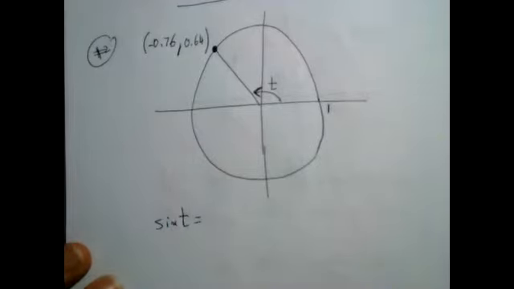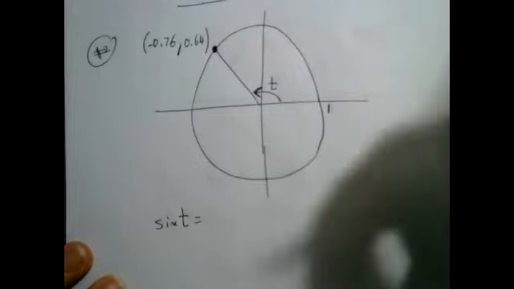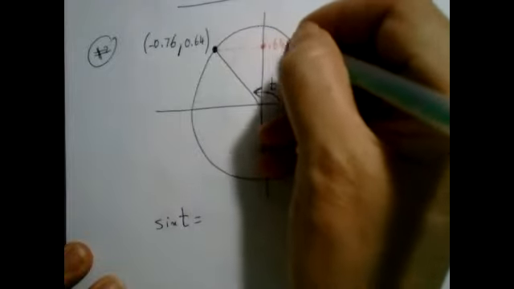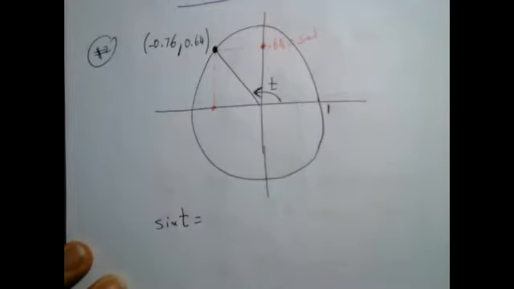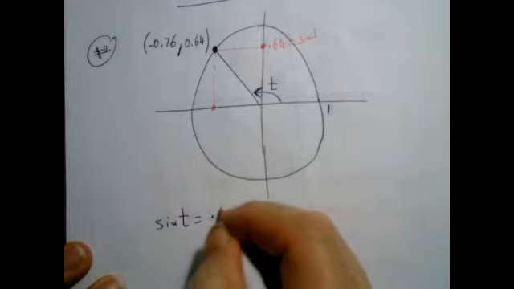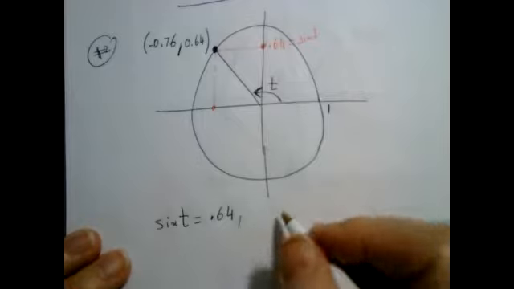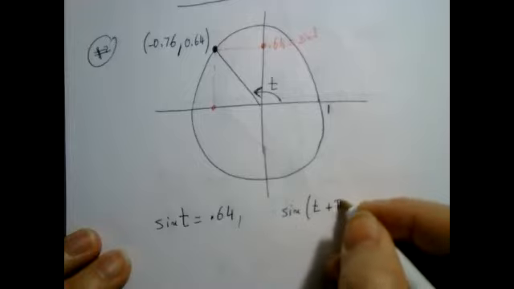And quickly, I want answers from you. Quickly, what's the sine of T? 0.64, because what's the sine? Never forget the sine is the y coordinate. That's my sine. And the cosine is the x coordinate. So the sine is 0.64, okay? Now, my question number 2 was, what's the sine of T plus pi?